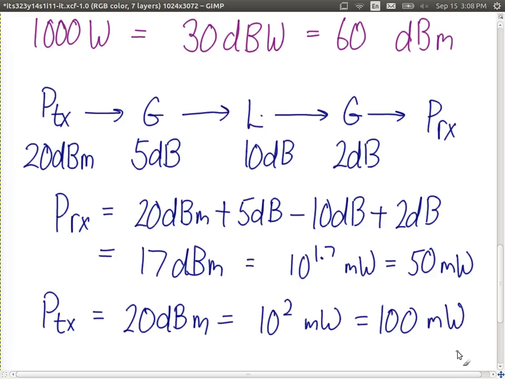Questions before we move on? At least for now, no. Decibels are used to measure a ratio or a factor, commonly used to talk about the gain of a system, the loss of a system, signal to noise ratio. But we also have dBW and dBm, meaning relative to 1 watt or 1 milliwatt, to measure absolute power levels.